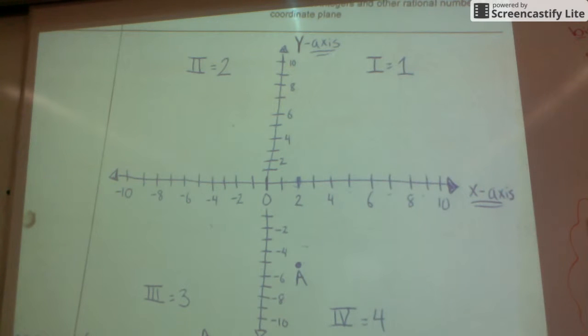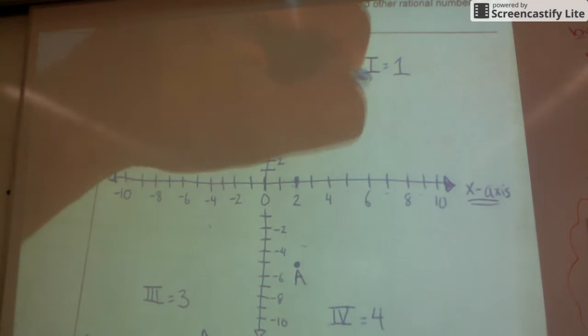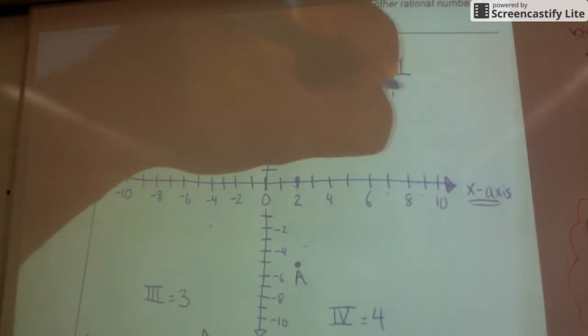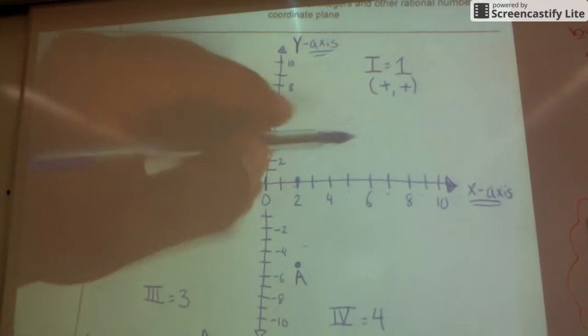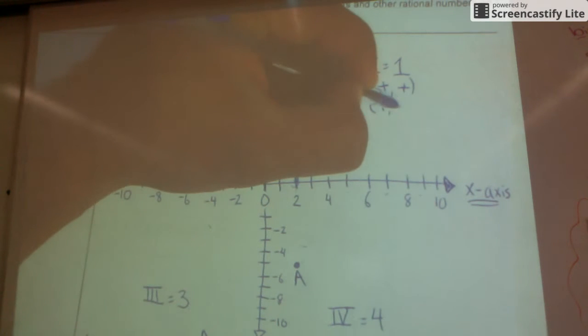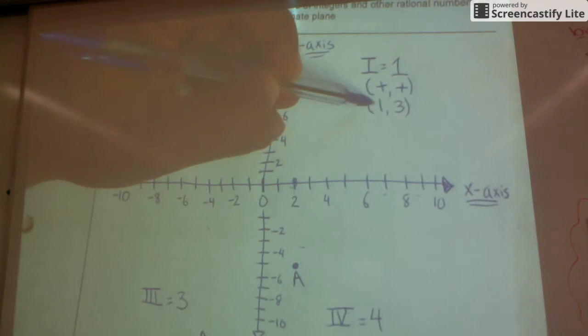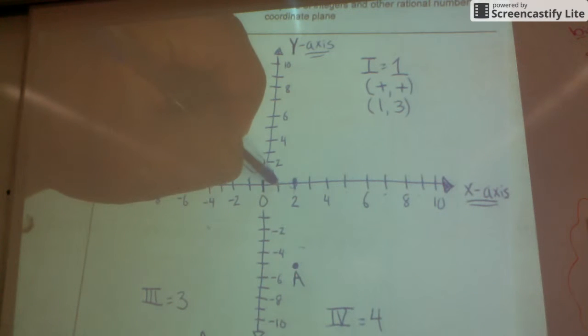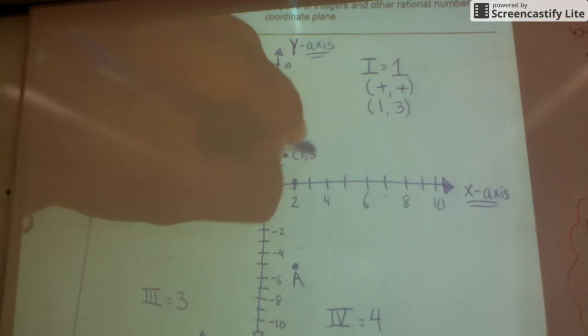So in coordinate 1, the ordered pairs that can only go here are a positive and a positive number. Now, why do you ask? Well, because if we look at this, say we have an ordered pair of 1, 3. I have a positive 1, so I'm going to go on my x-axis. I'm going to go to 1, and then I have a positive 3. So I'm going to go to the right 1, and then go up 3. 1, 2, 3. So this is going to be my point, 1, 3.